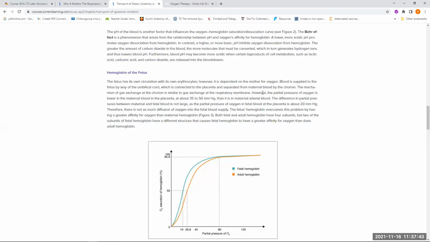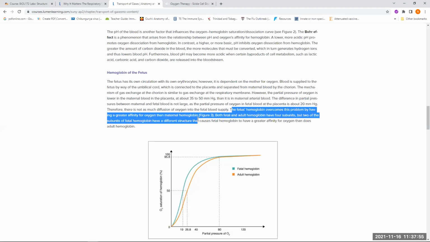Now, I just want to point out one thing as it relates to hemoglobin of the fetus. Just this part here, fetal hemoglobin has a very great affinity for oxygen. Excuse me, just one second.